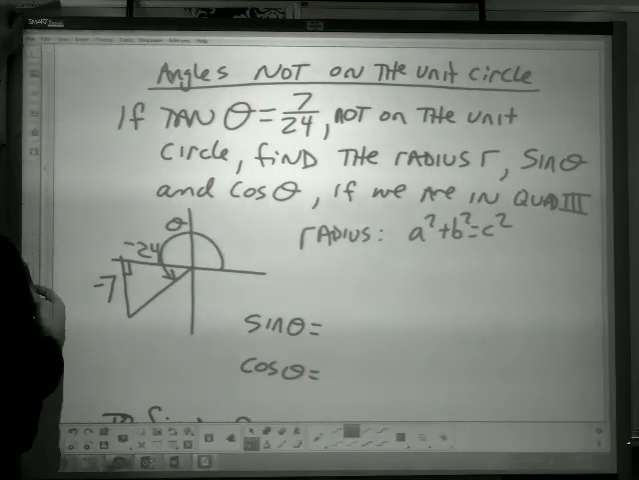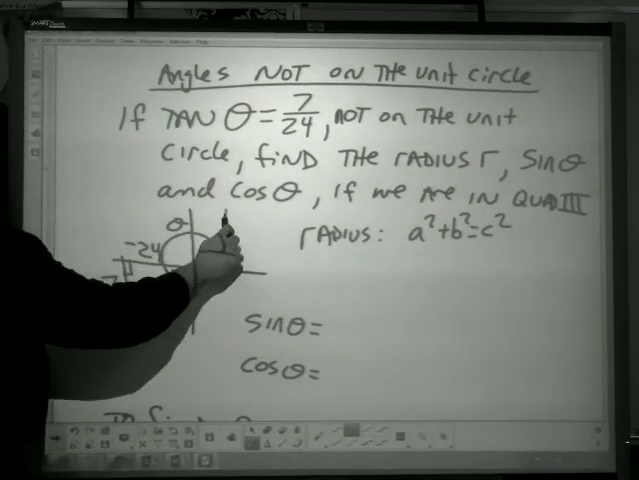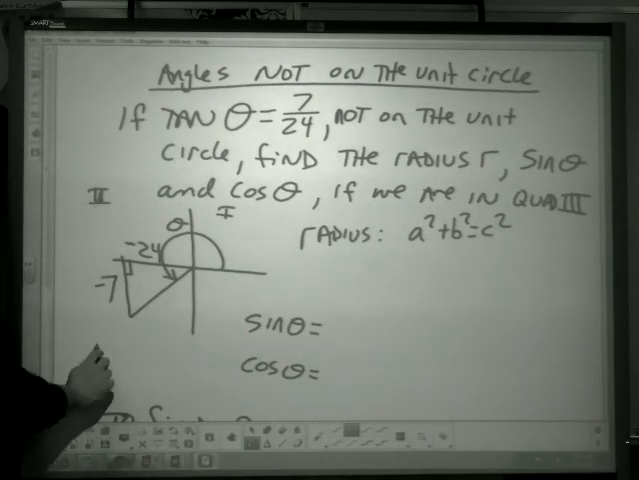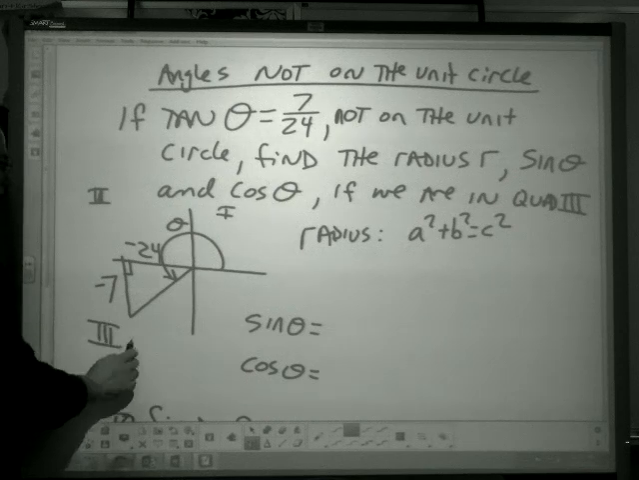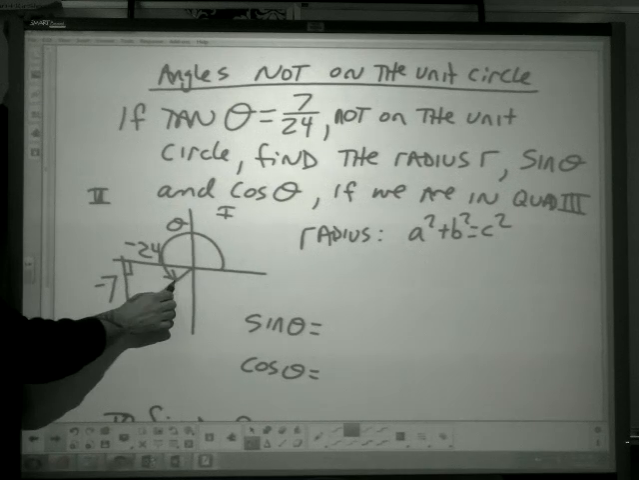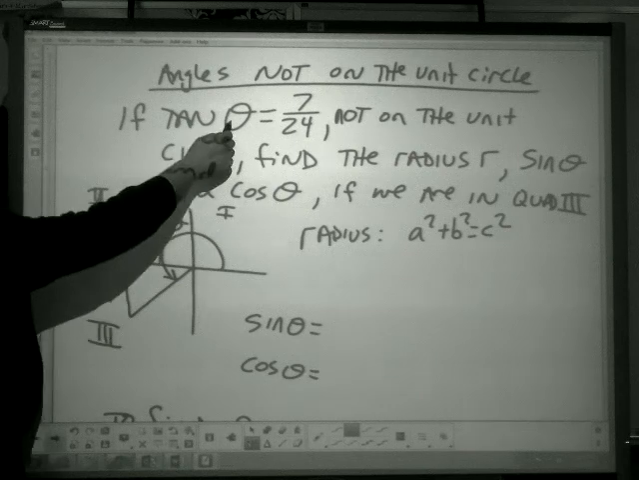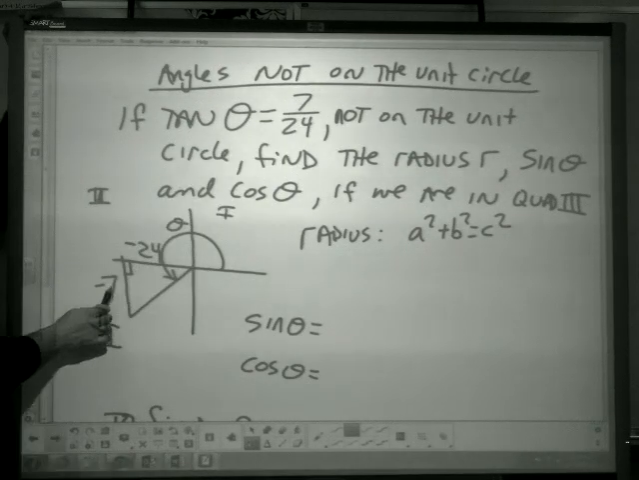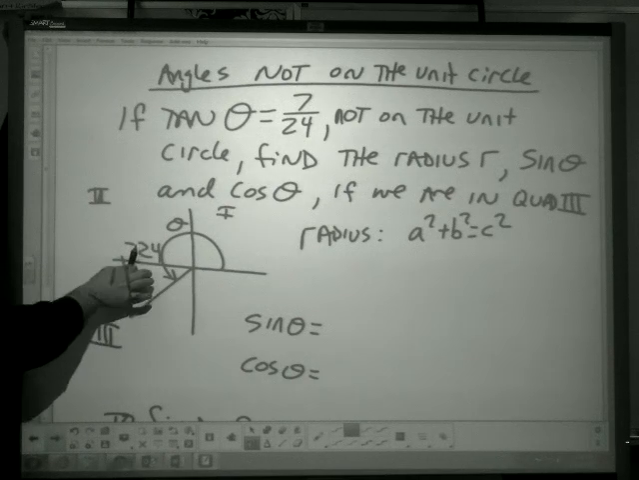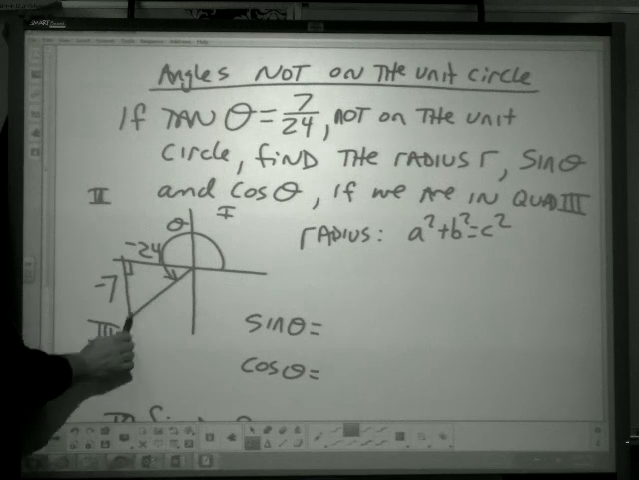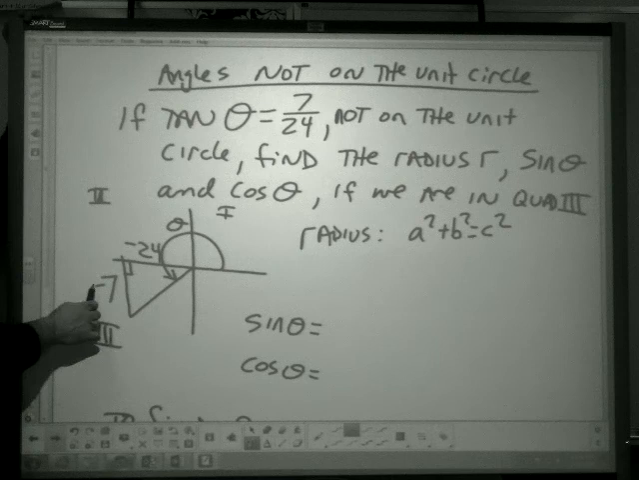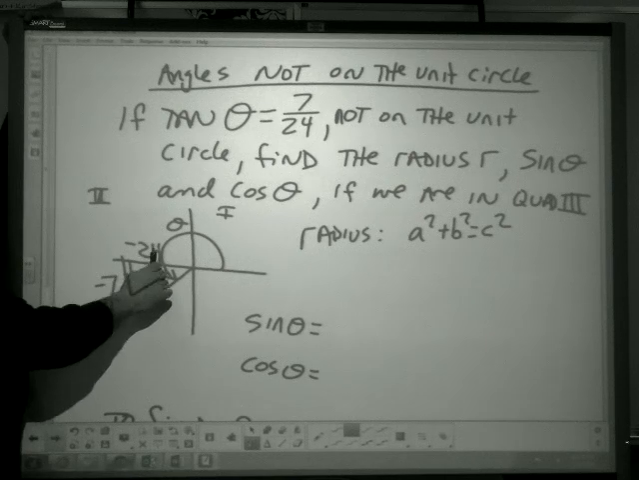So I have to take all of these things into consideration. Quadrant 1, quadrant 2, quadrant 3. So my angle is in quadrant 3. My tangent is opposite over adjacent. And you might say, well, why did I list these as negative? They're negative because in quadrant 3, the y value is negative and the x value is negative. So this is negative 7 and negative 24.